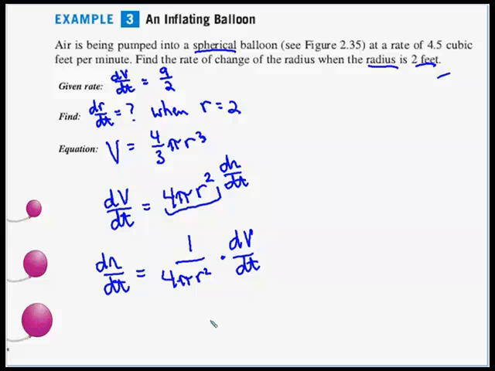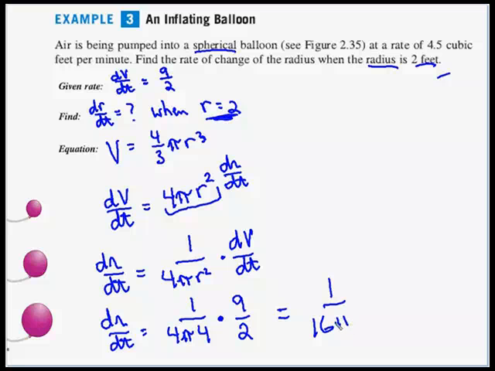And now we can plug in our values that we do know. We are looking for dr/dt. That is 1 over, we still have our 4 pi. Now here's where the r comes in. This is our snapshot in time when r is 2. So that would be 2 squared or 4. And then dV/dt was given to us. That's 9/2. So in this first fraction we have 4 pi times 4, or that's 1 over 16 pi, times 9/2. If we just multiply straight across, I guess we can't reduce anywhere. We get 9 over 32 pi.